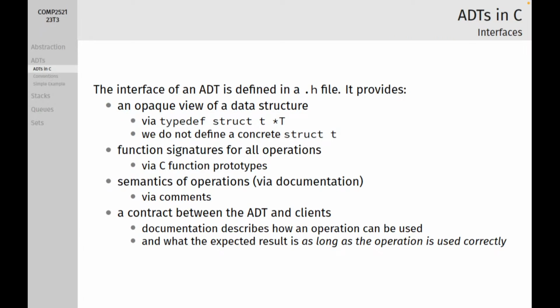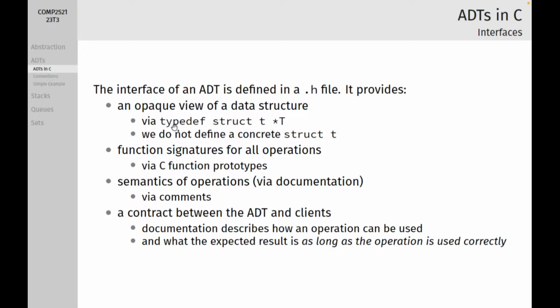Right, so now getting into more detail. When we are writing code implementing an ADT or defining an ADT, what files do they go into, and what do those files contain? Because the interface and implementation are separate, they go into separate files. So the interface of the ADT is defined in a .h file, and it provides an opaque view of a data structure, but how is that view actually provided? Well, we have a typedef in the .h file, which looks like this.